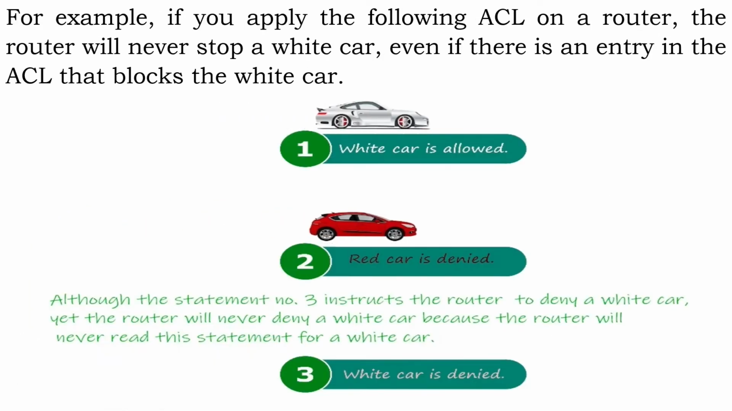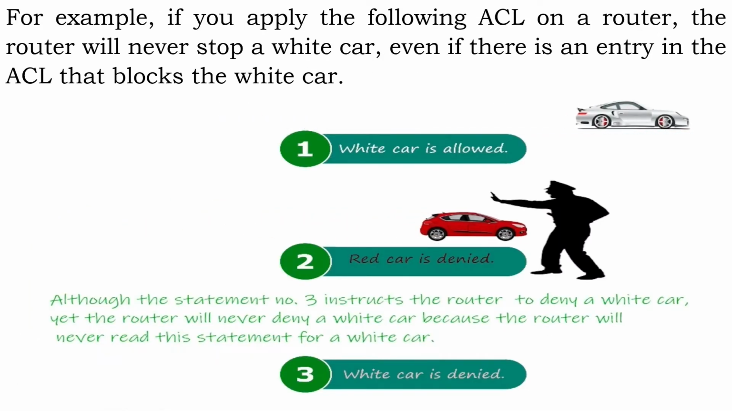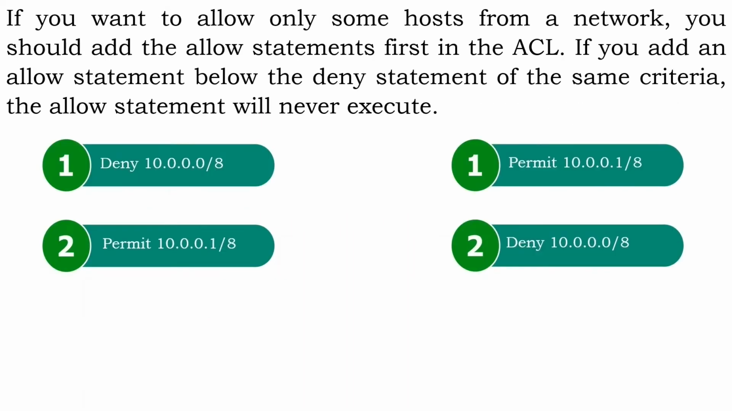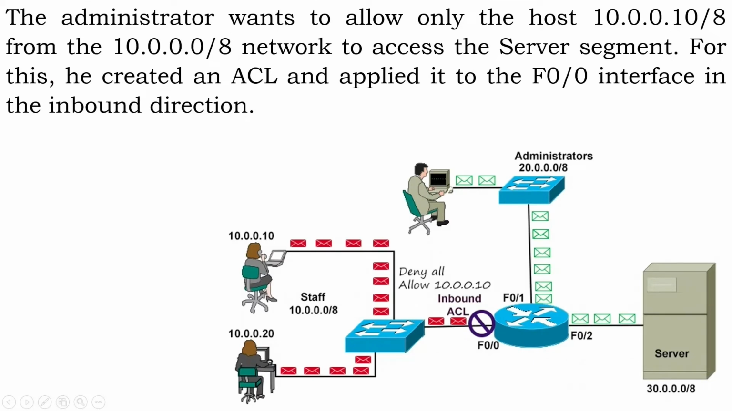For example, if you apply the following ACL on a router, the router will never stop a white car, even if there is an entry in the ACL that blocks the white car. If you want to allow only some hosts from a network, you should add the allow statements first in the ACL. If you add an allow statement below the deny statement of the same criteria, the allow statement will never execute. Let's understand it through our example.